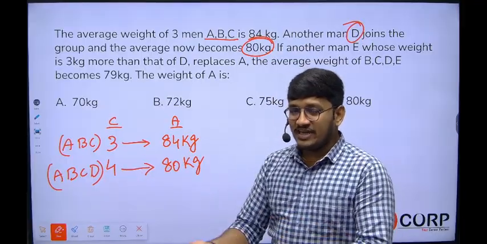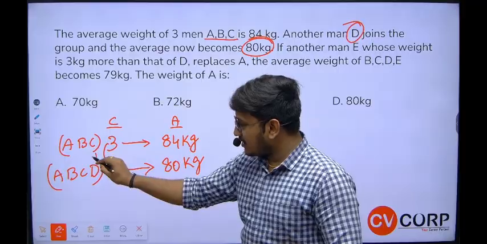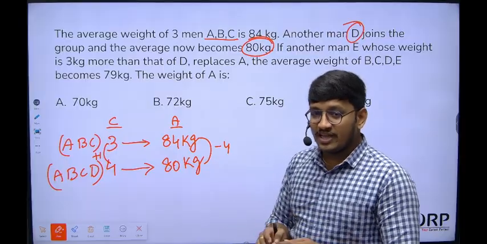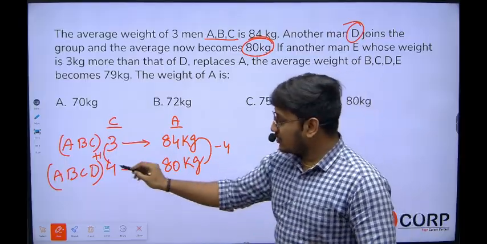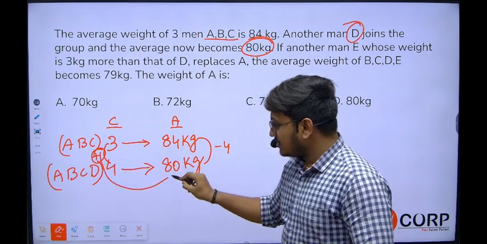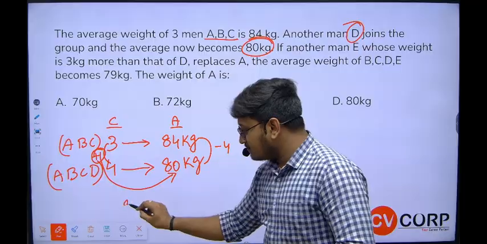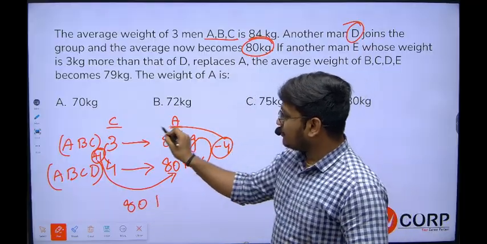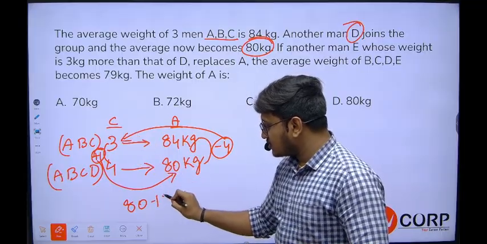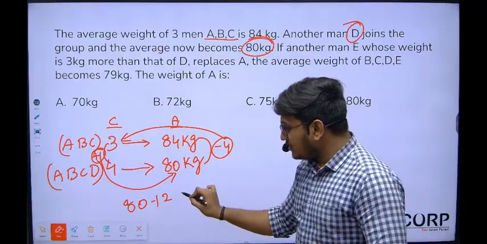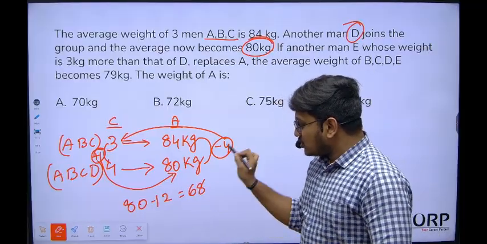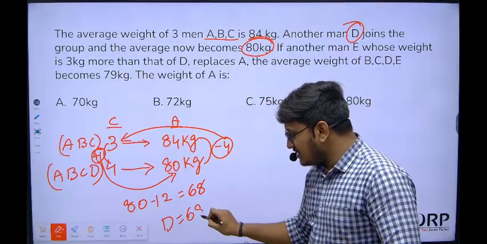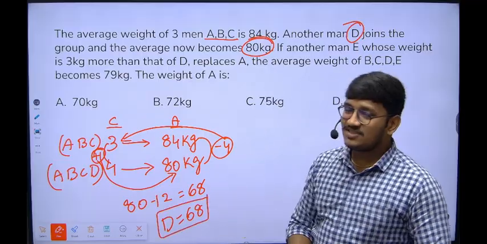Now to calculate the extra person who was added, D's weight, you will get it just by taking the differences. Here +1, here the difference is -4. You should be very careful while taking pluses and minuses. So +1 multiplied with 80, so 1 into 80 is 80, and -4 multiplied with 3 gives you -12. So 80 minus 12 gives you 68. So D's weight is 68 kgs. We got to know that D's weight is 68 kgs.